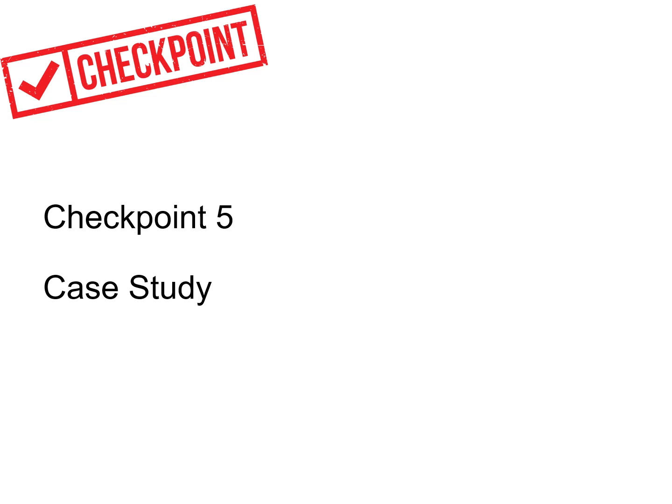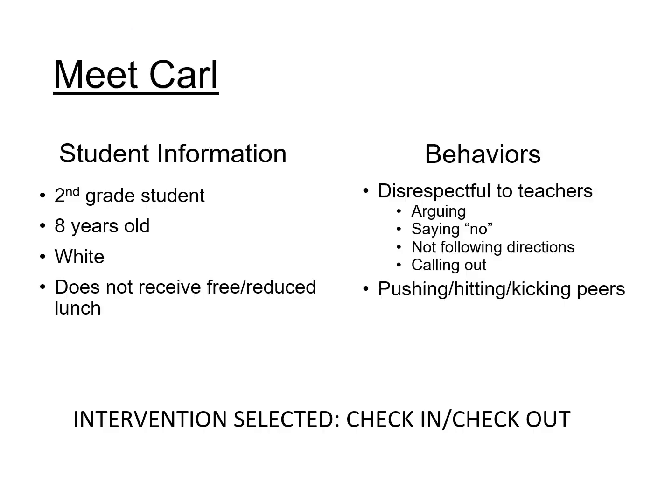Now we are going to present a case study to illustrate the process that we just described. The student we'll discuss is Carl. Carl is a second grader who is 8 years old, white, and does not receive free or reduced lunch. His problematic behaviors are being disrespectful to teachers, such as arguing, saying no, not following directions, and calling out in class. He also has difficulties with peers: he pushes them, hits them, and kicks them. The intervention selected is check-in, check-out.